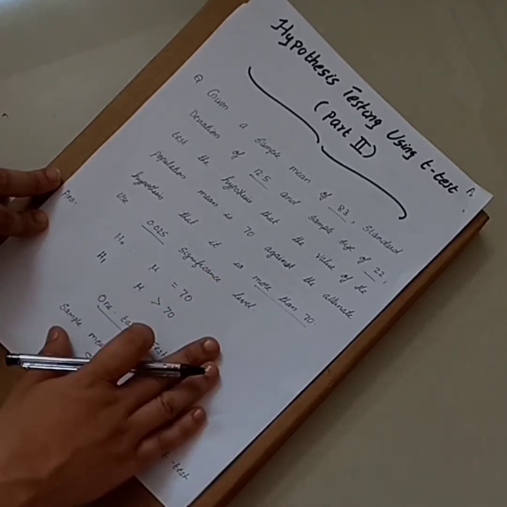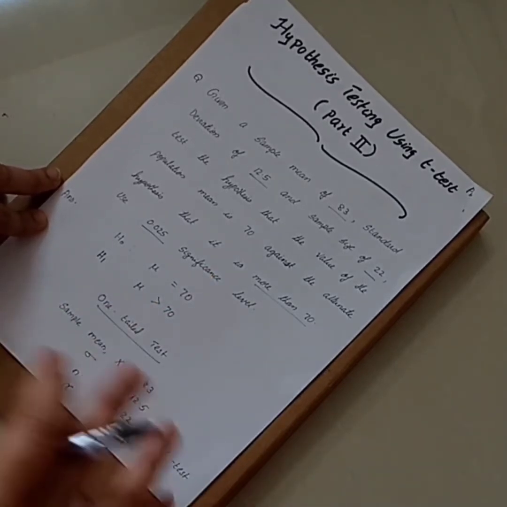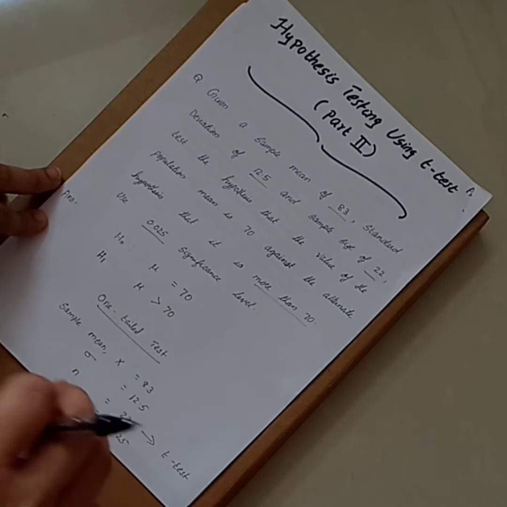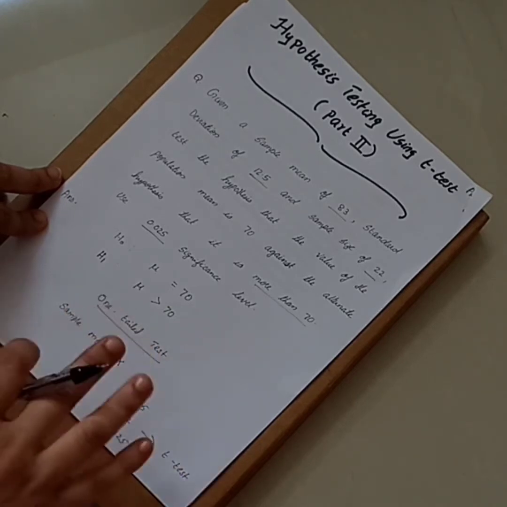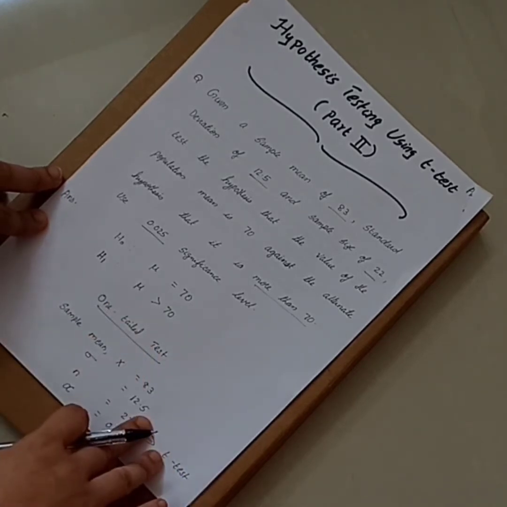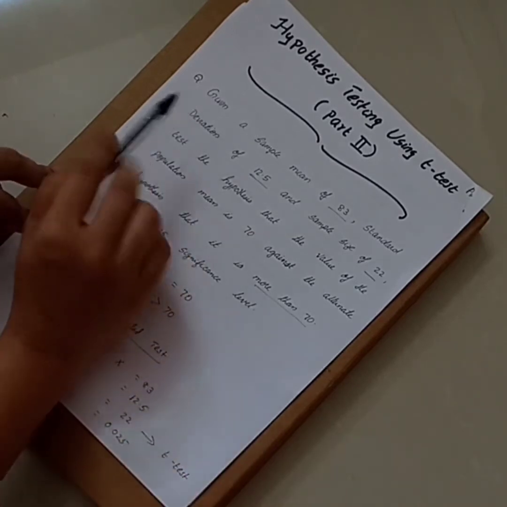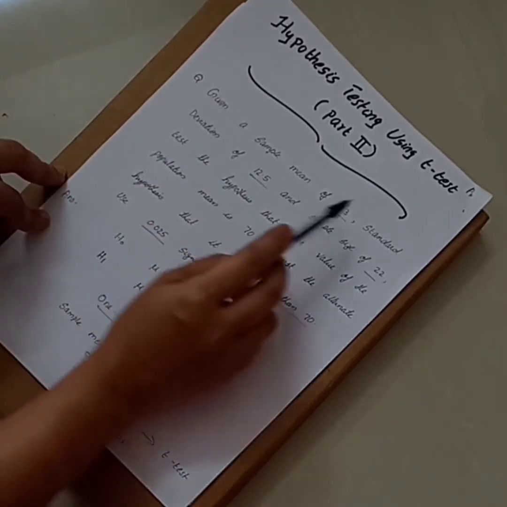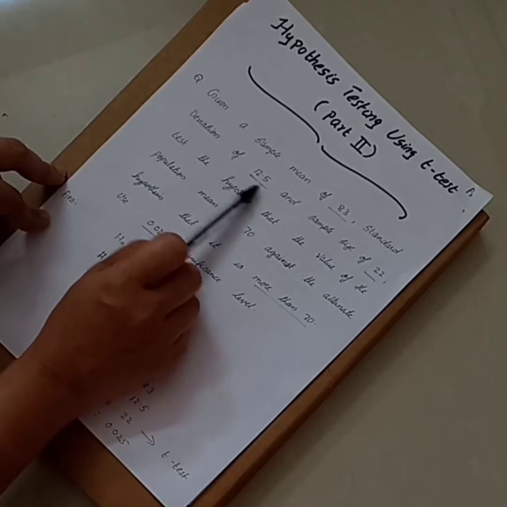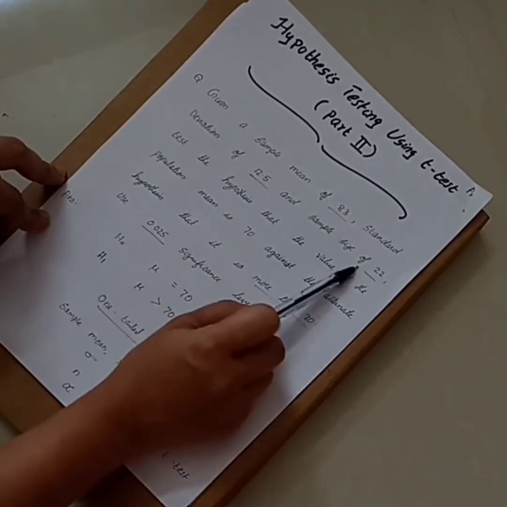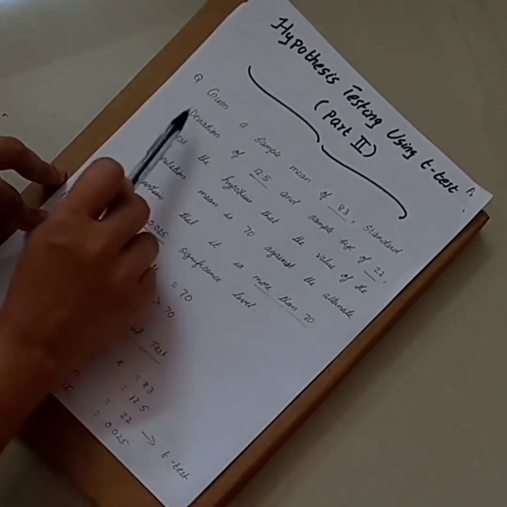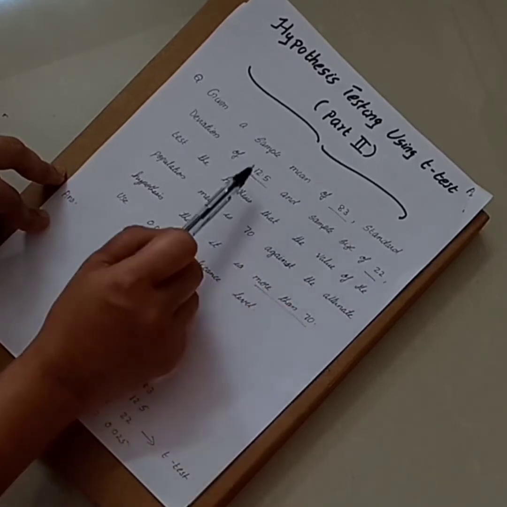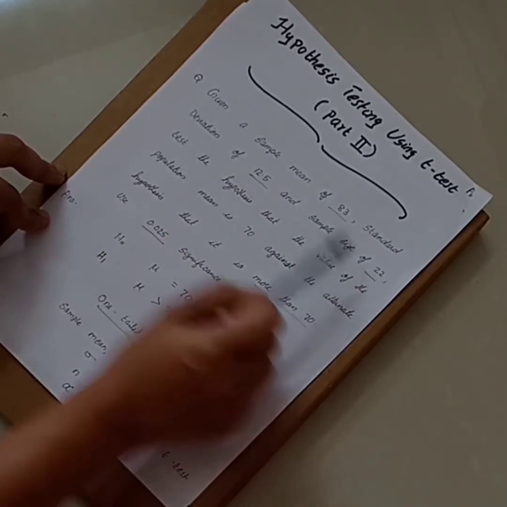Why I have taken this problem is that for a one-tailed t-test there is a small difference which has to be noted very carefully, otherwise there is a chance of making a mistake. Now consider this particular problem. Given a sample mean of 83, a standard deviation of 12.5 and a sample size of 22. So everything is given: x is given, sigma is given and n is also given.